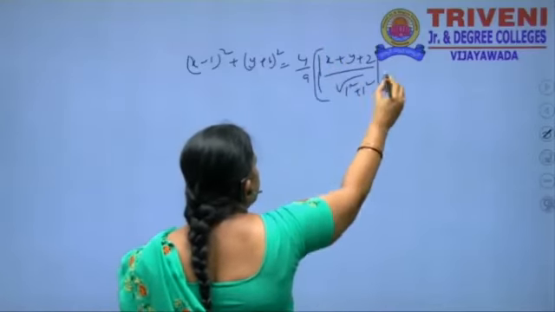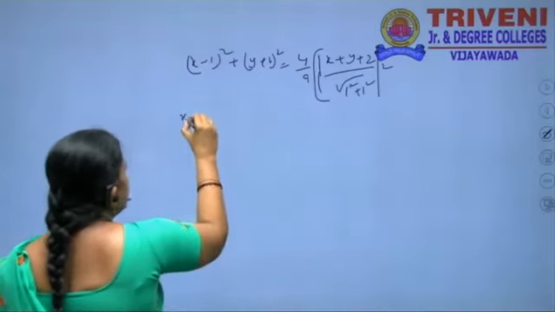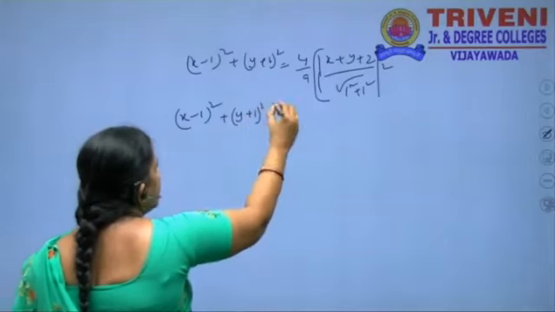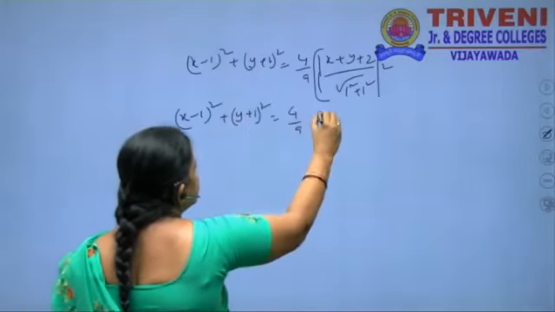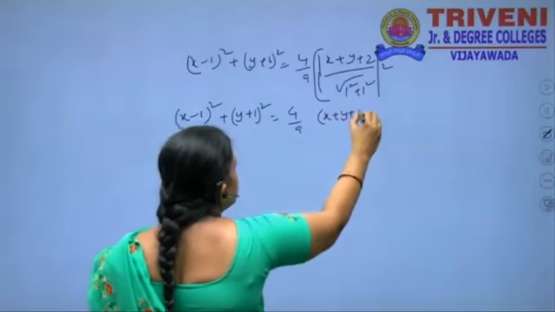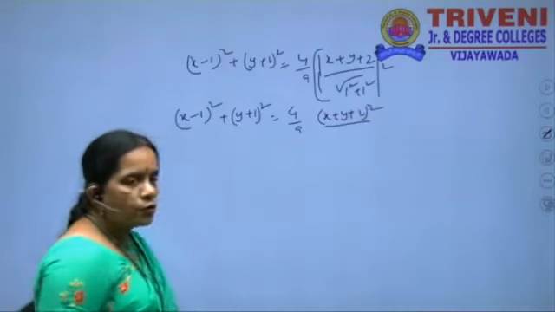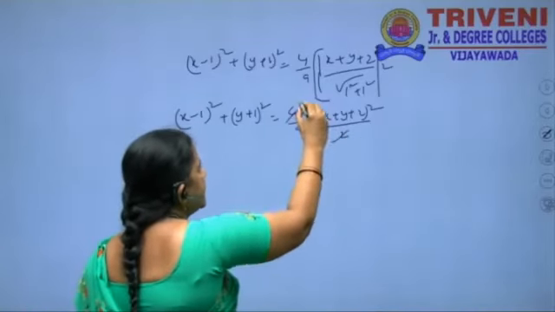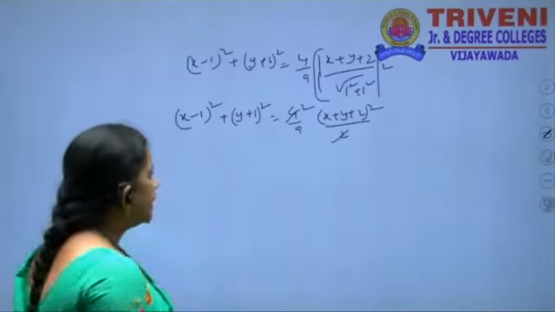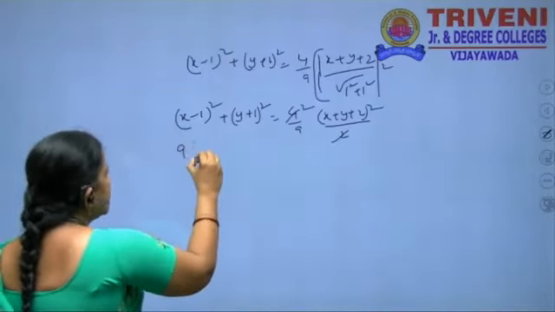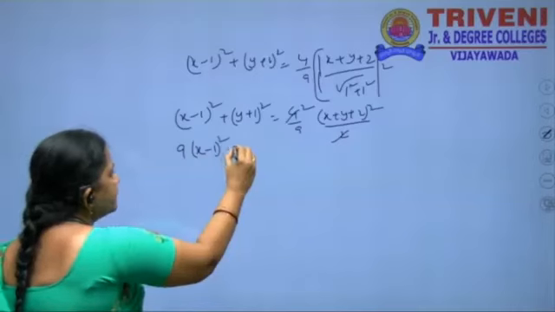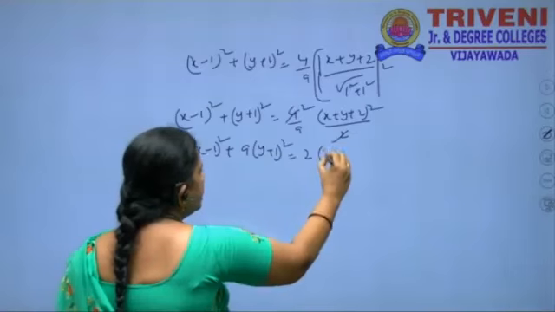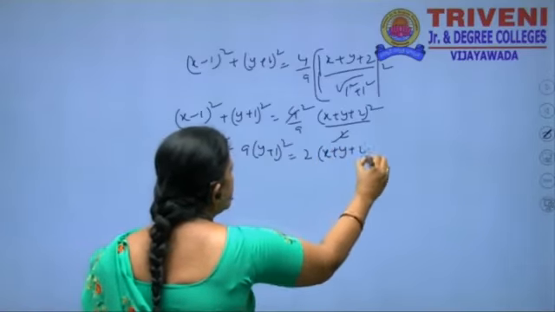Squaring on both sides, we write (x − 1) whole square plus (y + 1) whole square is equal to 4/9 into (x + y + 2) whole square by root 2 whole square, which is nothing but 2. Here the 2 will cancel. Then by cross multiplication we get 9(x − 1) whole square plus 9(y + 1) whole square is equal to 2(x + y + 2) whole square.